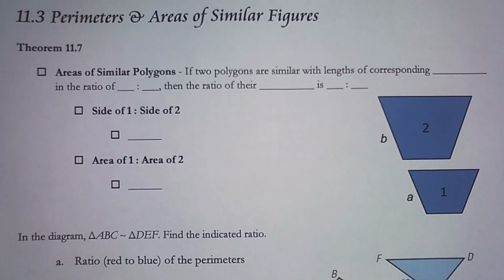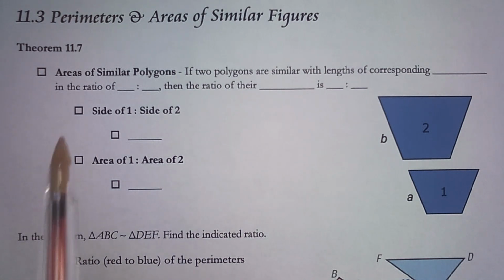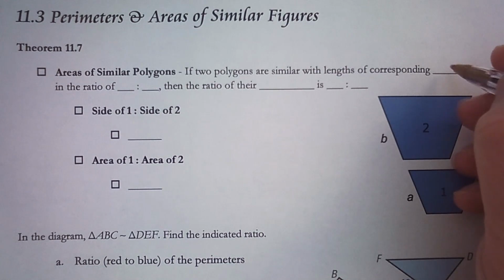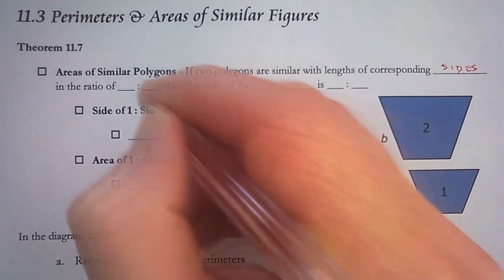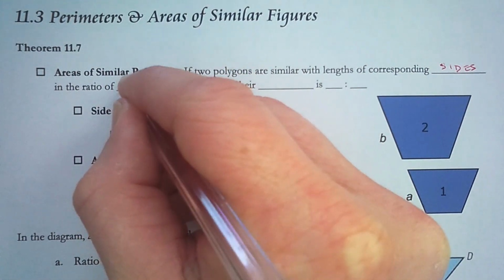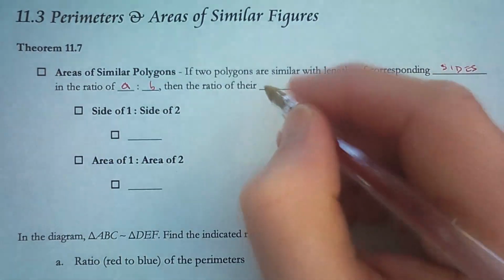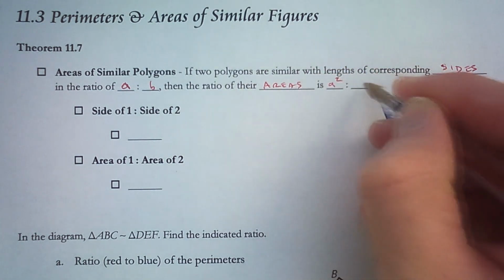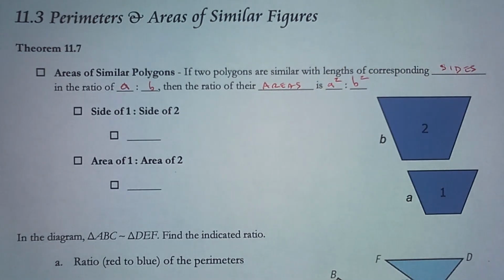Hey guys, today we are going to talk about perimeters and areas of similar figures. The area of similar polygons theorem says if two polygons are similar with lengths of corresponding sides in the ratio of A to B, then the ratio of their areas is A squared to B squared.